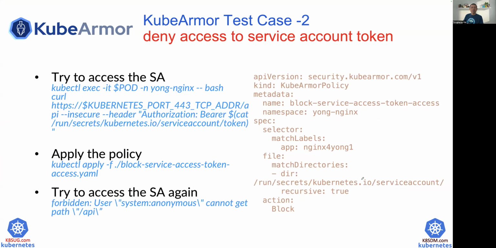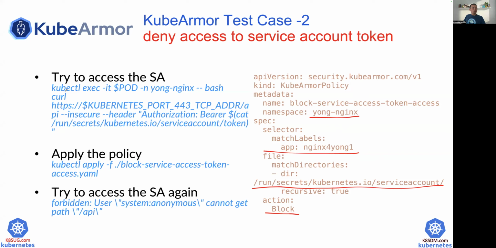Okay, so the second test case I'm going to show you here is how we are going to deny access to the service account token. Here is the policy. We are taking the action block, to block the service account token access, apply to the namespace, match this label.